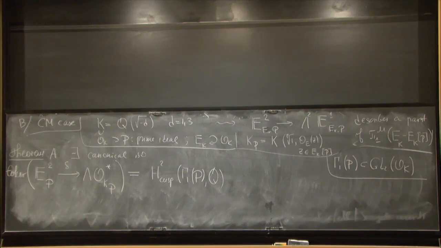So we have the so-called diamond group. We can take the normalizer of the group Gamma_1(P) modulo Gamma_1(P). And this is the so-called diamond group for modular forms. And this group is isomorphic to the group F_P^* divided by some little unit group.